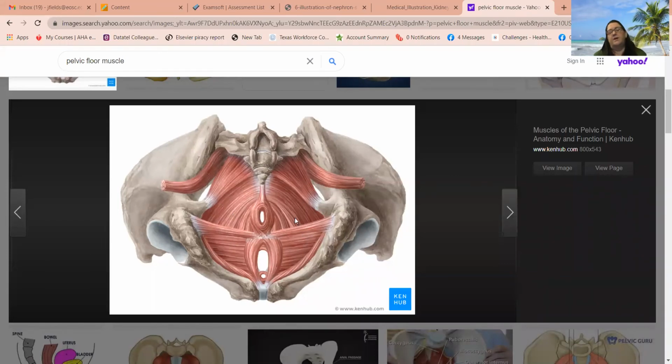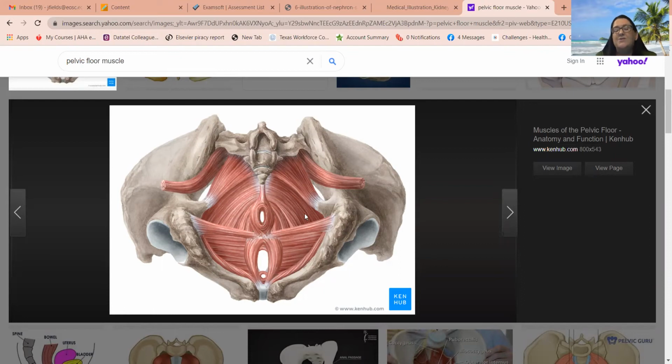internal abdominal organs. If those muscles are weak, then we can have the bladder kind of collapsing into the vagina. We can have the rectum collapsing into the vagina. We have cystocele and rectocele.